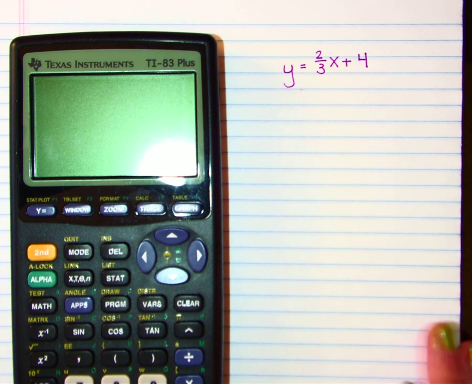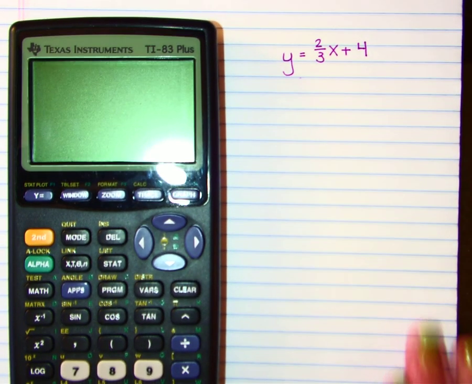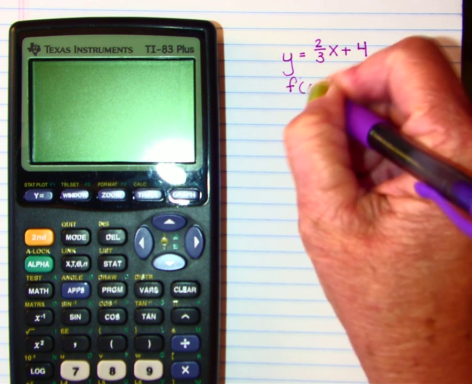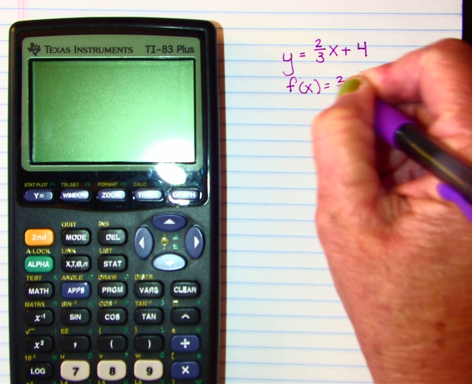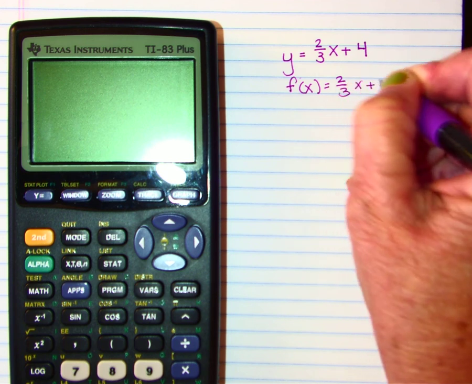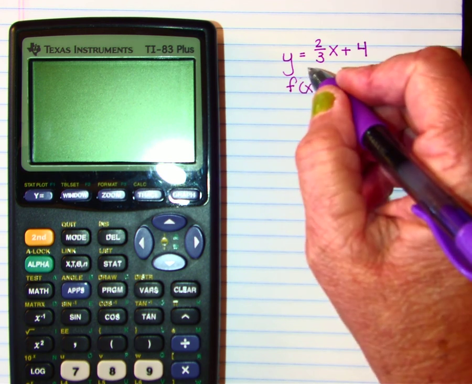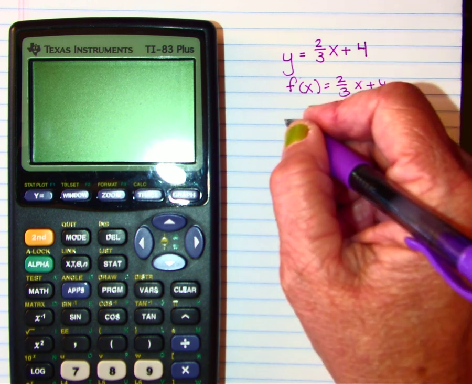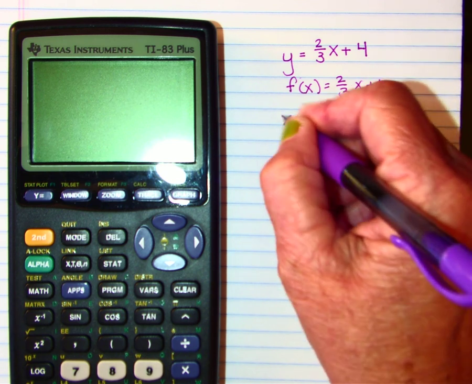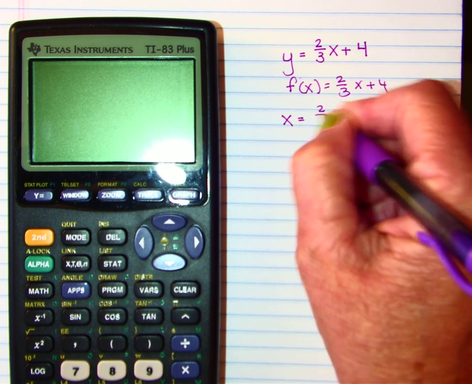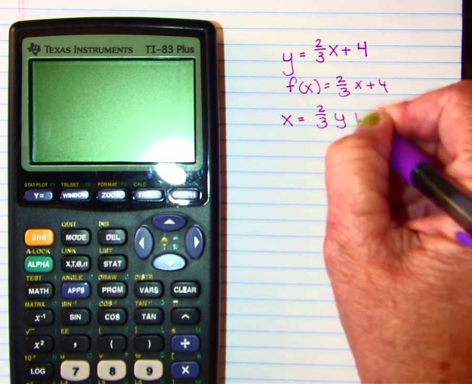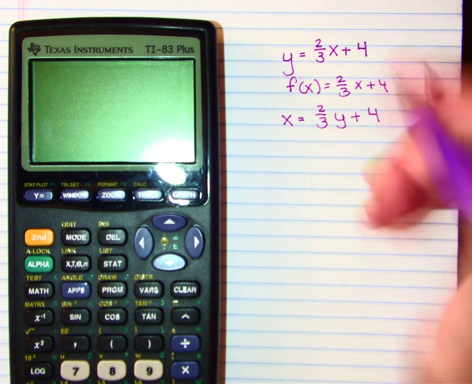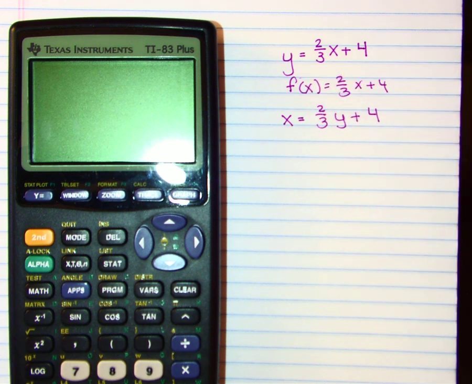Okay, in this video we're going to look at how to find an inverse equation. Our original f of x will be equal to 2/3 x plus 4. I had already rewritten it as y equals 2/3 x plus 4. Now I swap my x and my y, so I now have x equals 2/3 y plus 4, and I can solve it. My problem is I don't want to solve it.